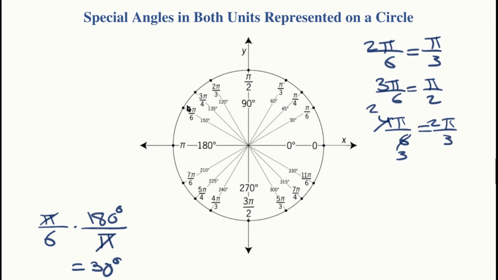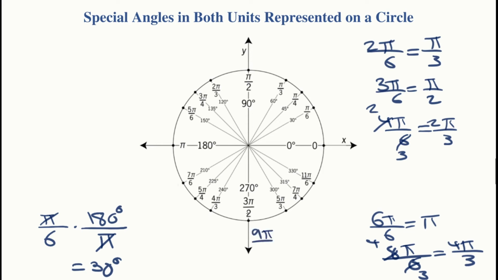Notice I don't have to sit there and convert. And then the next one will be, I know this was 4 pi over 6, so this will be 5 pi over 6, 6 pi over 6. Notice 6 pi over 6 is just pi. Then 7 pi over 6, then 8 pi over 6, which is, if you simplify it, 2 goes into 8 4 times, into 6 3 times, so that's 4 pi over 3. So 8 pi over 6, 9 pi over 6. 3 goes into 9 3 times, into 6 2 times, so that's 3 pi over 2.